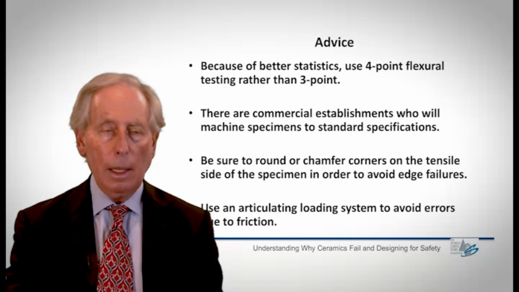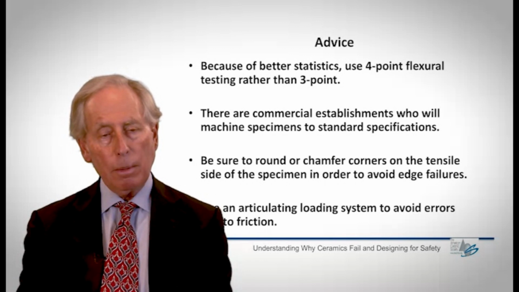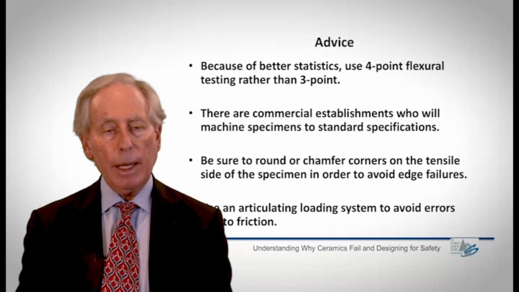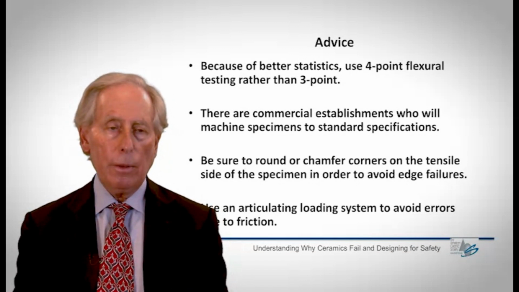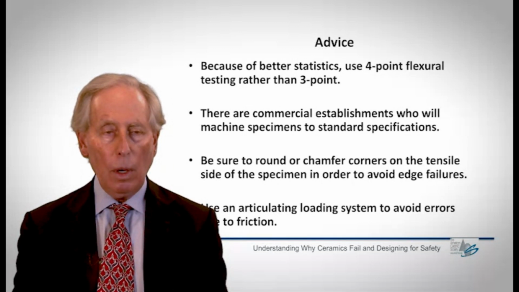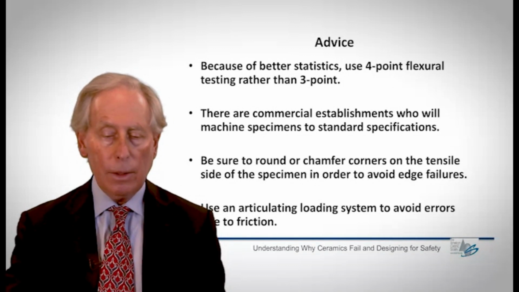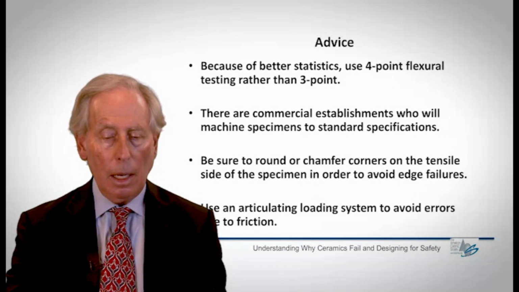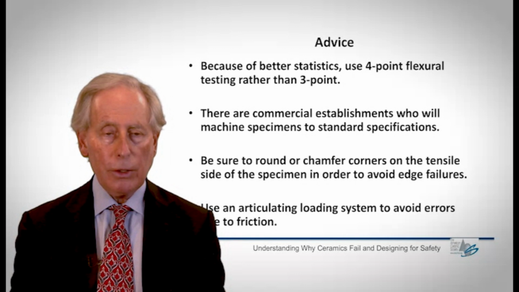Here's an important point. If you want data that doesn't represent failure from edges, because edges have sharp corners on them, they typically can get damaged more easily, and if they're there, the likelihood is you will get failure from an edge or a corner rather than from the rest of the specimen. If you don't want to look at that as part of your component, then you have to either round that edge or chamfer it on the tensile side in order to avoid those kinds of edge failures. And you have to use what is called an articulating load system to avoid errors due to friction and unwanted bending, particularly at the loading point.